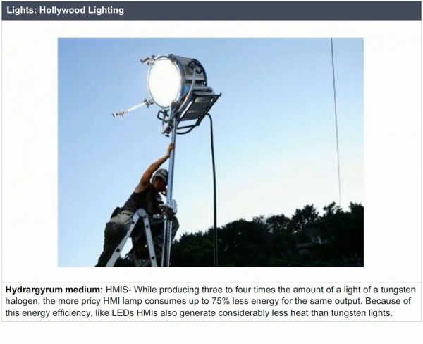Hydrargyrum medium-arc iodide, HMIs. While producing 3 to 4 times the amount of light of a tungsten halogen, the more pricey HMI lamp consumes up to 75% less energy for the same output. Because of this energy efficiency, like LEDs, HMIs also generate considerably less heat than tungsten lights.